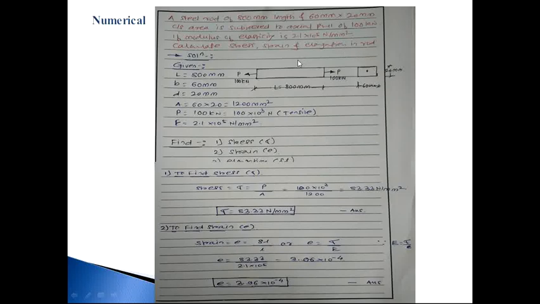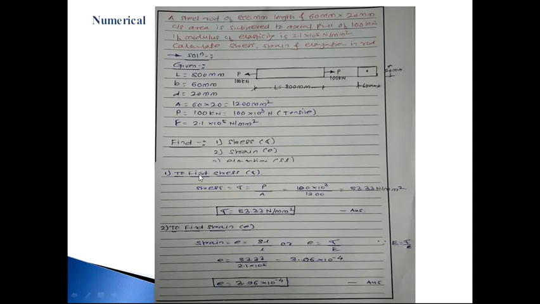So first of all, write out the given values. Length is 800 mm, width of the section is 60 mm, depth is 20 mm, cross-sectional area for that section is 60 by 20 equals 1200 mm square, and applied load is 100 kilonewton converted into Newton, that is 100 into 10 raised to 3 Newton, and the nature of the force is tensile. Young's modulus E is given as 2.1 into 10 raised to 5 Newton per mm square. We are required to find stress sigma, strain e and elongation delta L.